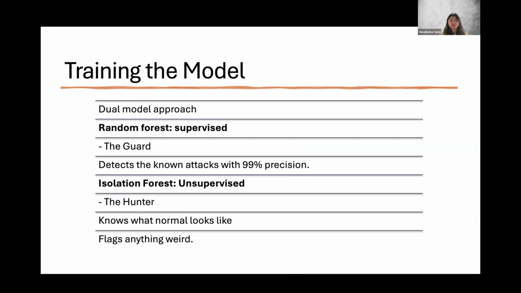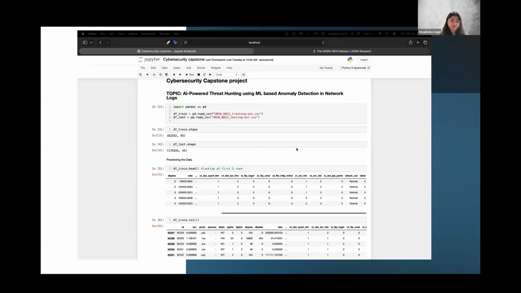Second, we have isolation forest, which I call the hunter. This is an unsupervised model, so it doesn't look for any specific attacks. Instead, it learns what normal traffic looks like and then flags anything that deviates from it. This allows it to catch the unknowns, the zero-day attacks, and anomalies that signature-based tools might miss. Now, let's look at a short demo video to walk you through the back-end logic and training process.